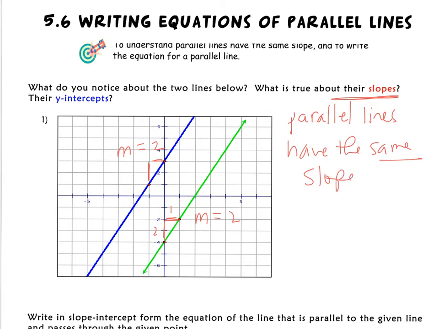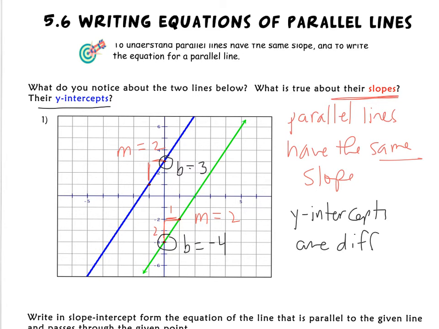Alright, next I want to take a look at the y-intercepts, where these lines are crossing the y-axis. So it looks like the blue line is crossing all the way up here at b equal to 3, and then it looks like the green line is crossing at -4, so b is equal to -4. So what I want you to notice about the y-intercepts is that the y-intercepts are different.